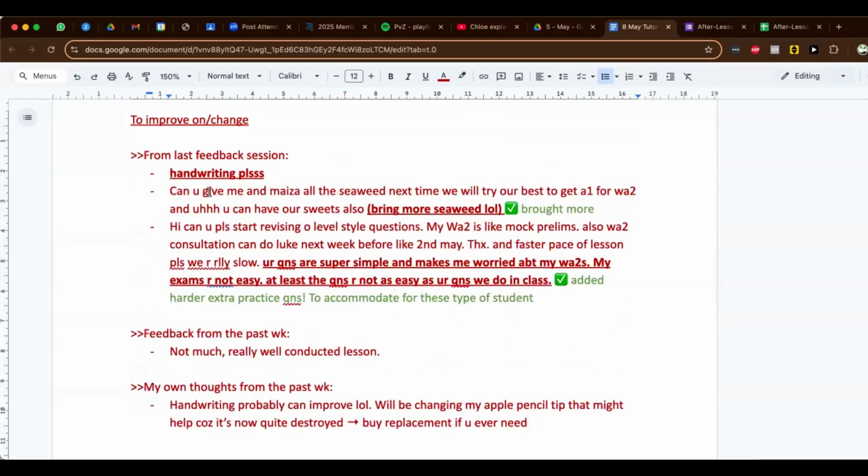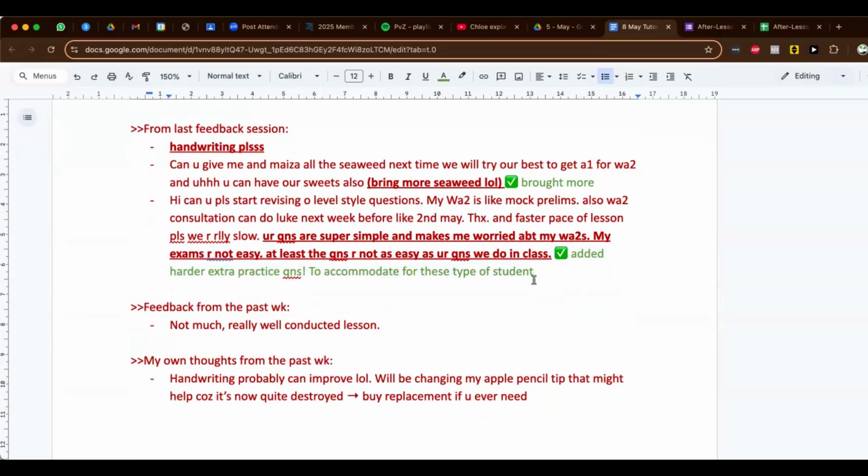The next one is someone said, give me all the seaweed, right? And I brought more seaweed. Actually, not that many people wanted the seaweed, so I won't bring that much next time. Okay, then this student said, oh, your questions are too easy, it makes me worried because my school exam is much harder. So that's why, last lesson plus this coming lesson plus next week's lesson, I've added way more extra practice, especially harder ones.